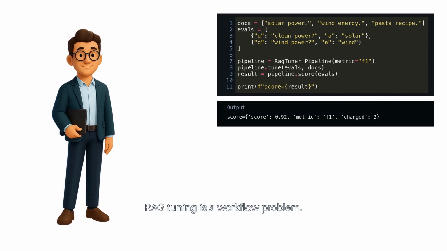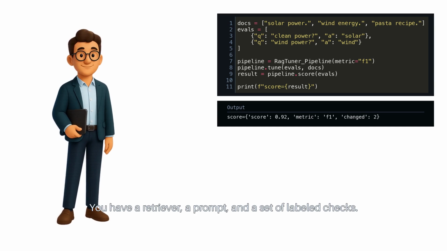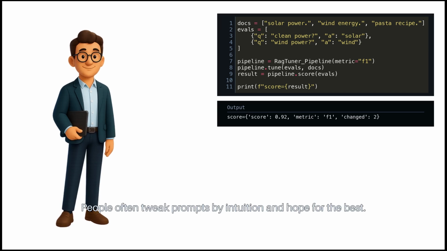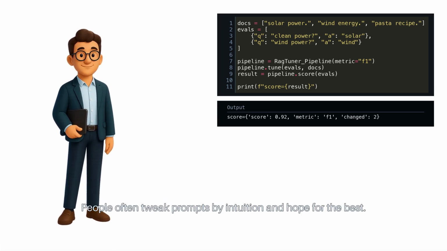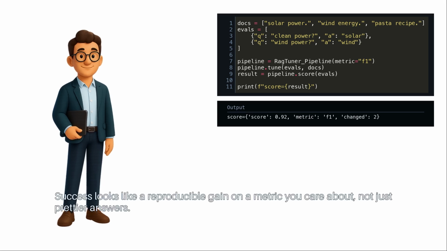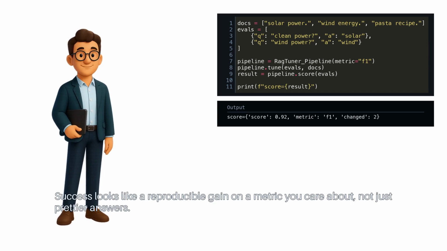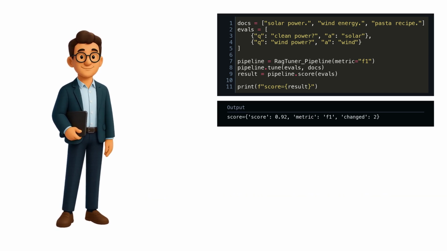RAG tuning is a workflow problem. You have a retriever, a prompt, and a set of labeled checks. People often tweak prompts by intuition and hope for the best. That works for tiny demos, but it does not scale. Success looks like a reproducible gain on a metric you care about, not just prettier answers.